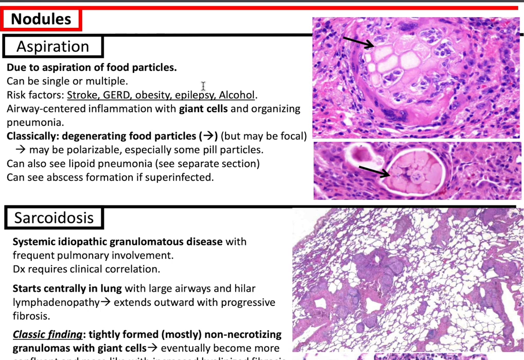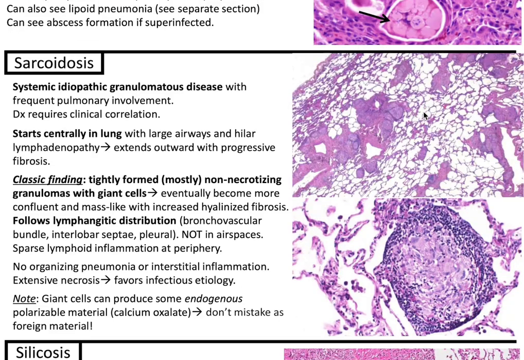You'll have airway centered inflammation with giant cells and organizing pneumonia. Classically, you'll see degenerating food particles, as you can see here, but it may be focal, may be polarizable, especially some pill particles. You can also see lymphoid pneumonia, and you can see abscess formation if it is superinfected.